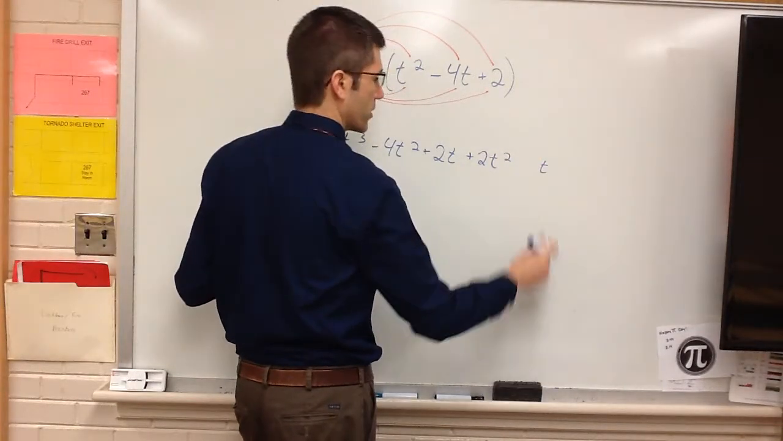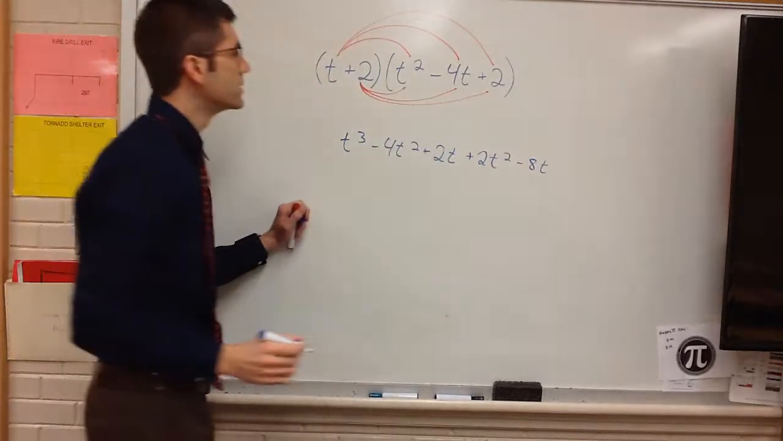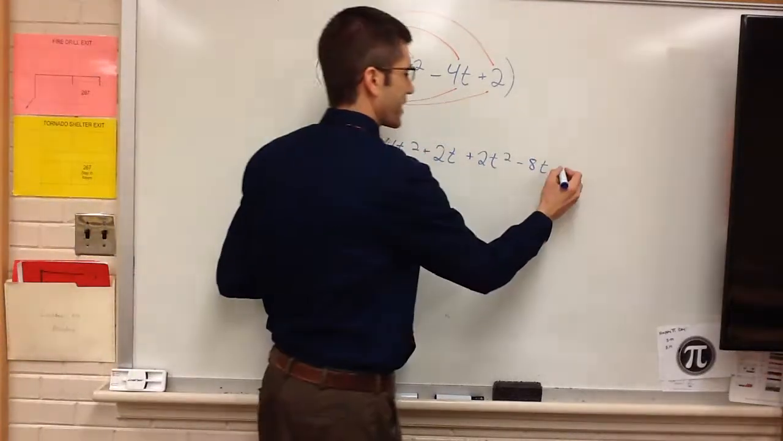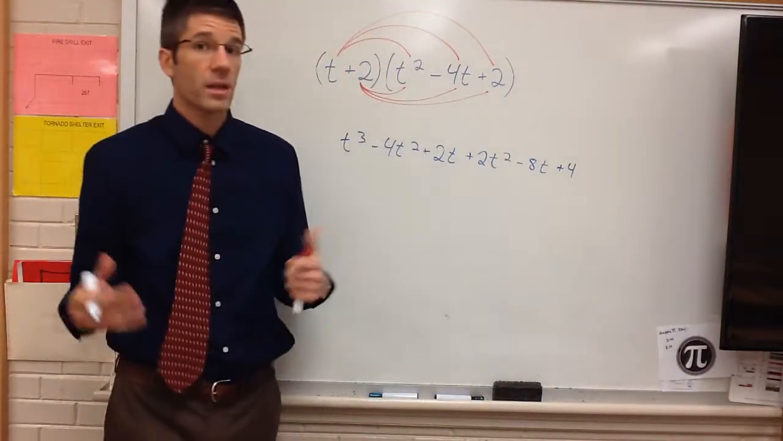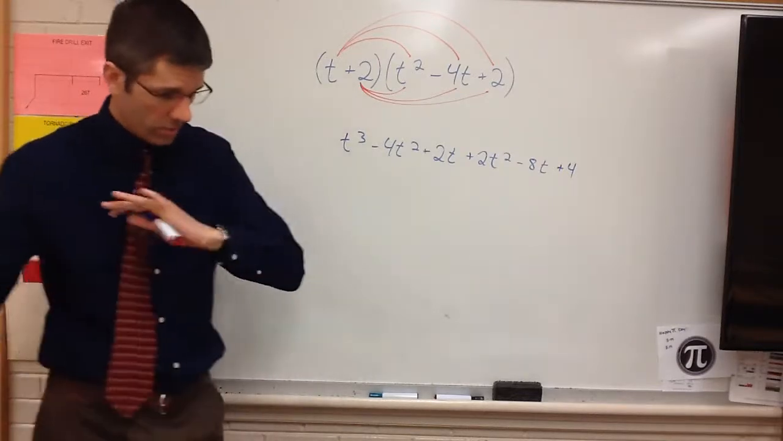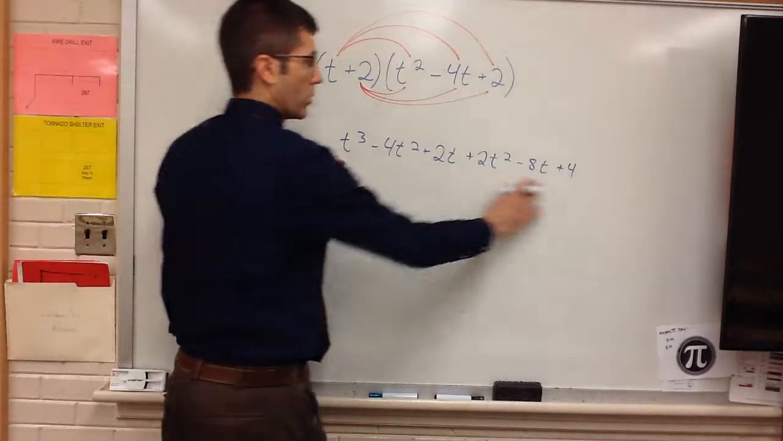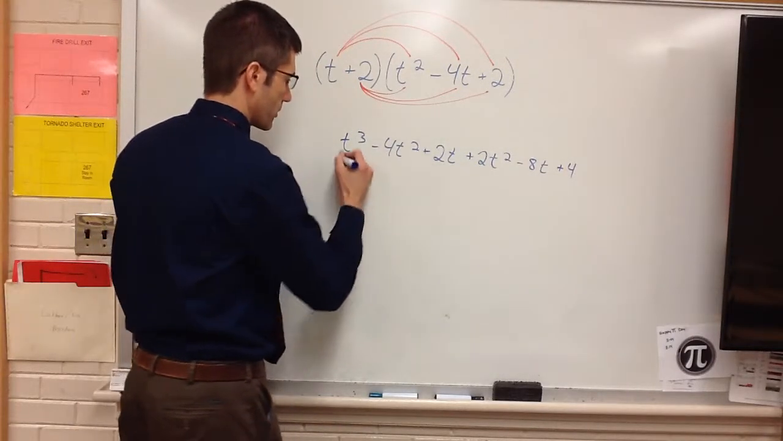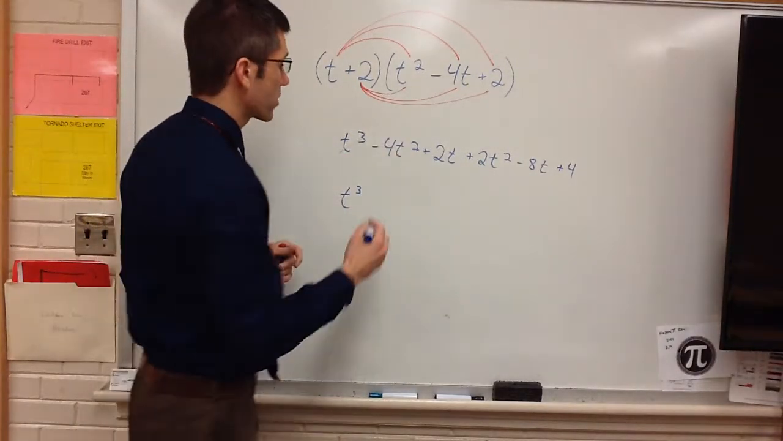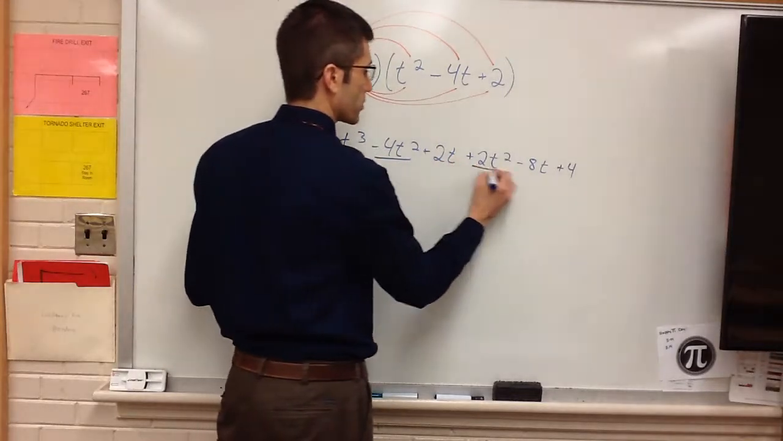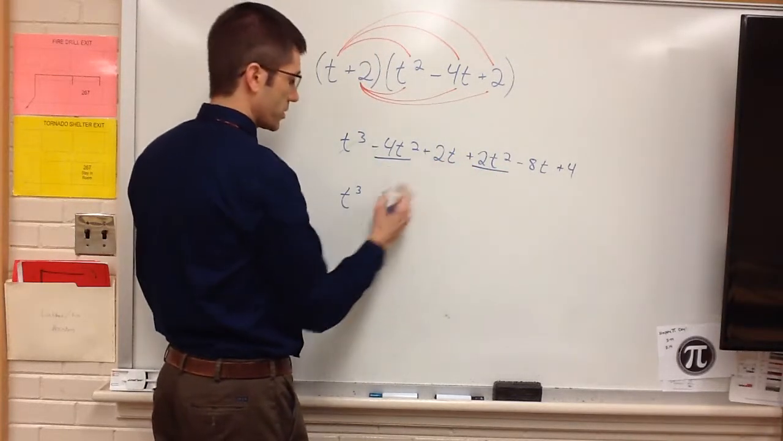It's that feeling you get when you know you've done something wrong. There we go. 2 times 2 is going to give me 4. And we're going to have some like terms here. So let's just go from left to right and find things that are like it. I'm looking for t cubed. Oh, it's the only one. Done. Looking for t squared. There's one. There's one. So negative 4 plus 2 is negative 2.